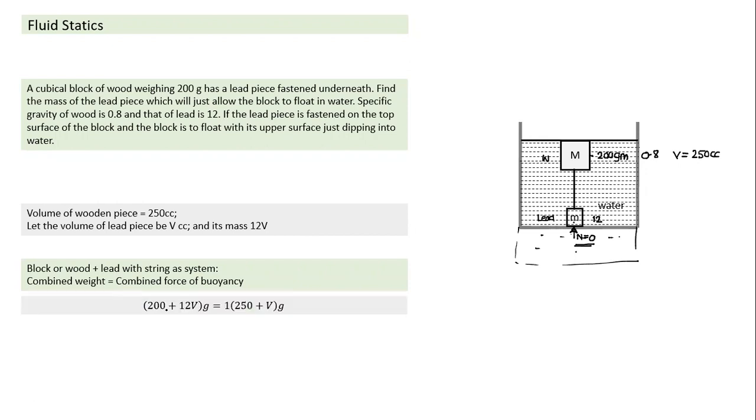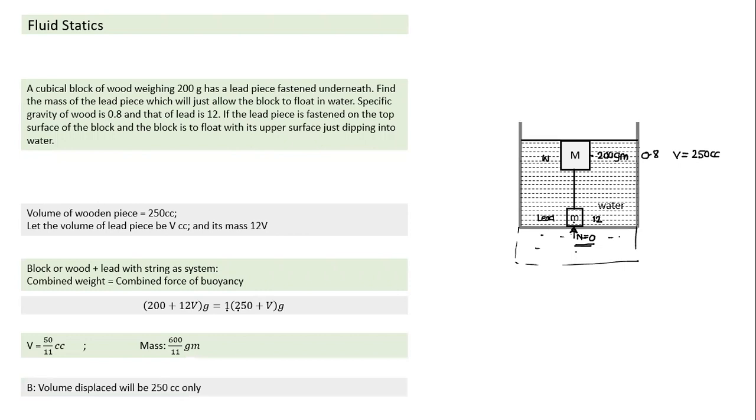Let me write what the weight is equal to. All I'm writing is in CGS units here. Whenever water is involved, CGS units are better. 200 plus the mass of lead, which is 12 V. So this is the weight of the two together as a system. This weight has to be equal to the density of water, which is 1 in CGS units, into the volume of the wooden block plus the volume of the lead block, into g. We get the value of V here. That's how we can solve a just floating kind of question, and we get this volume V and mass. Once you get the volume, we get the mass also.